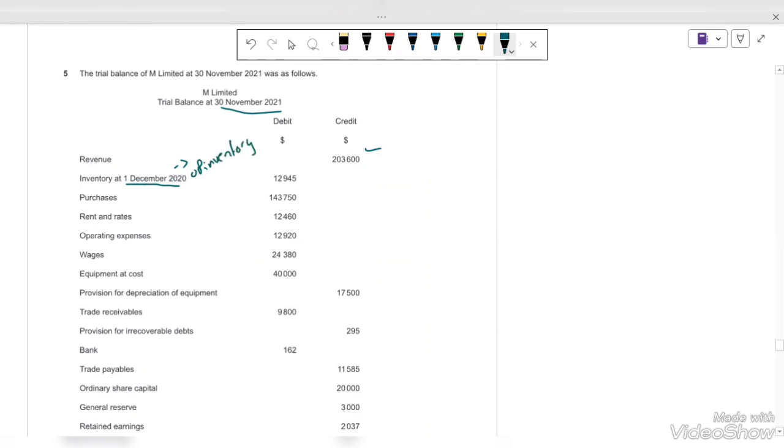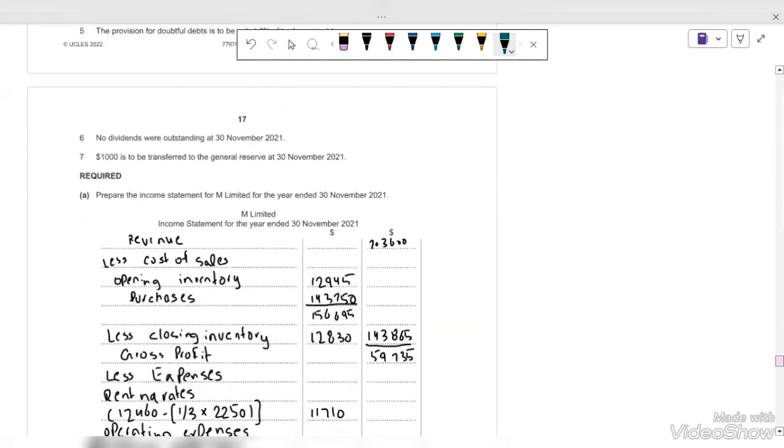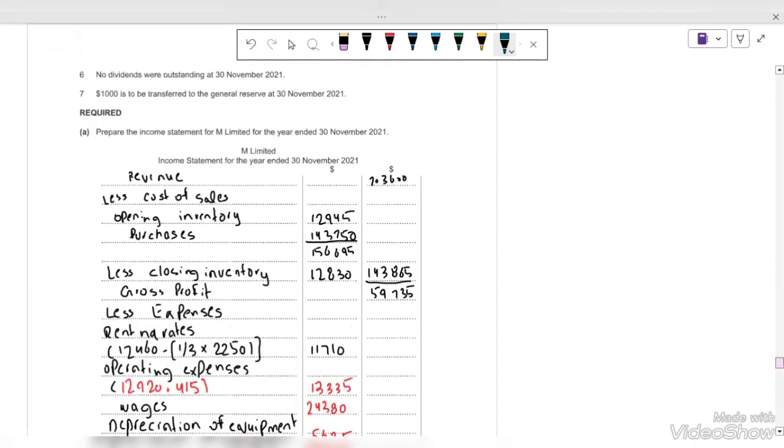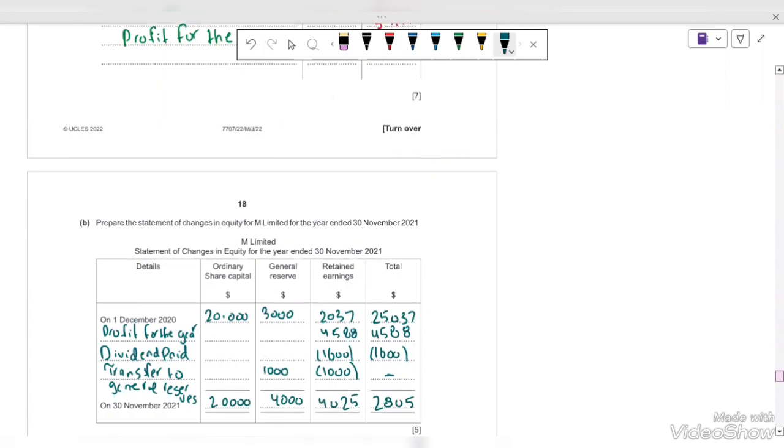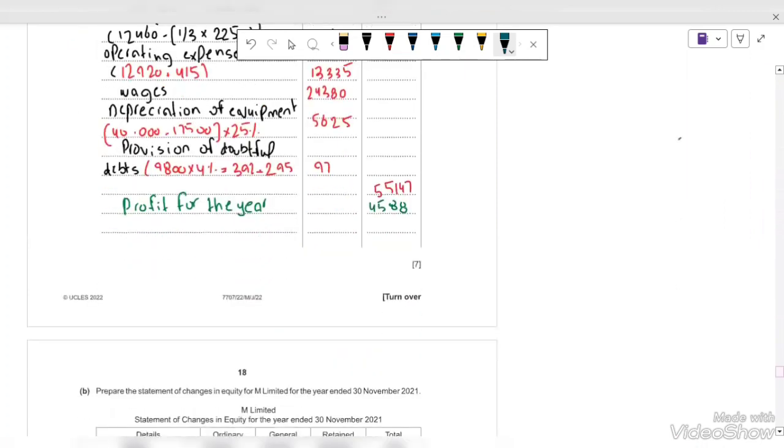I think we should see the question paper first, so we can better analyze the question. So first of all, I think we should just go through the questions. Okay, the requirement is part A, prepare the income statement for M Limited for the year ended this. So first of all, we have to make an income statement for M Limited company. This is a very normal income statement, and you have been practicing this for so long.